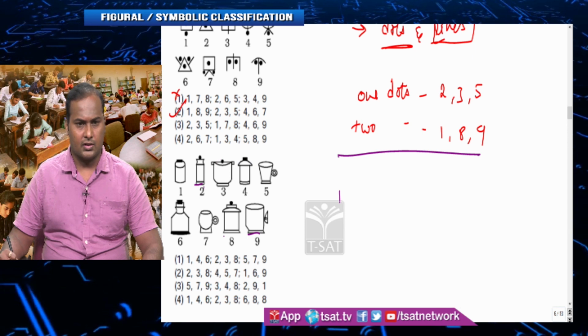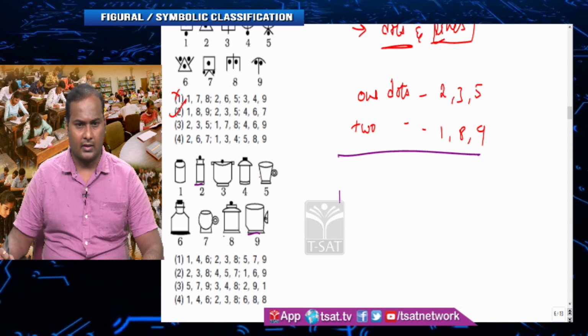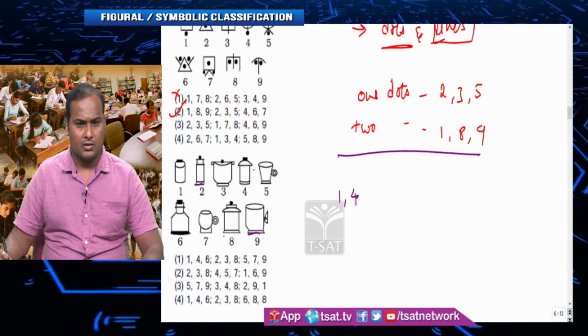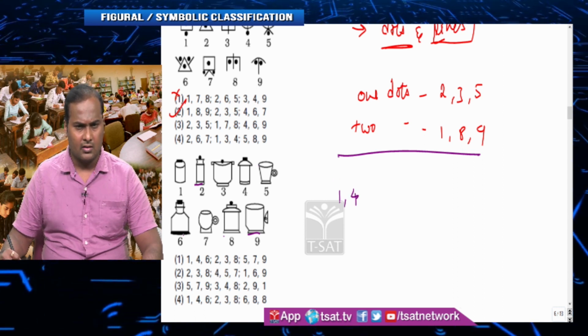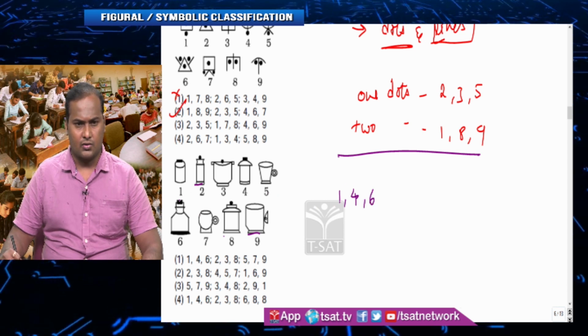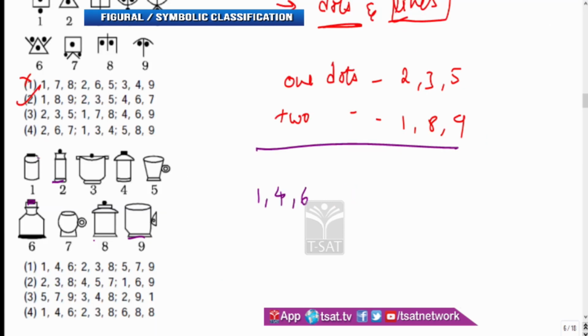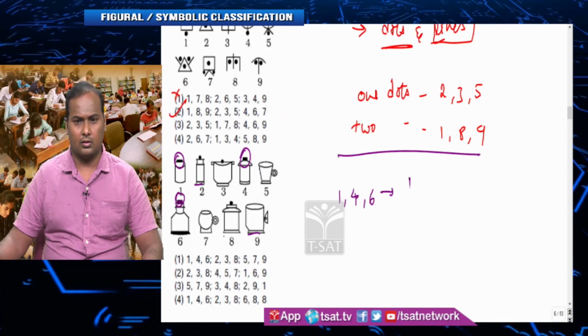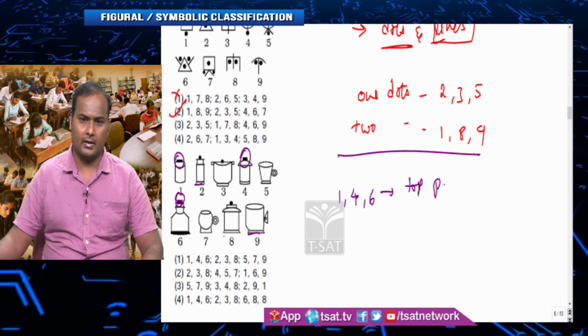And let us check the other figures. 2 is circle, 3 is circle, again the fourth one forms like a square. Then the sixth one also forms a kind of a square on the top itself. So, if you see the top portion, 1, 4 and 6, these 3 form a group because the top portion is like a lid.